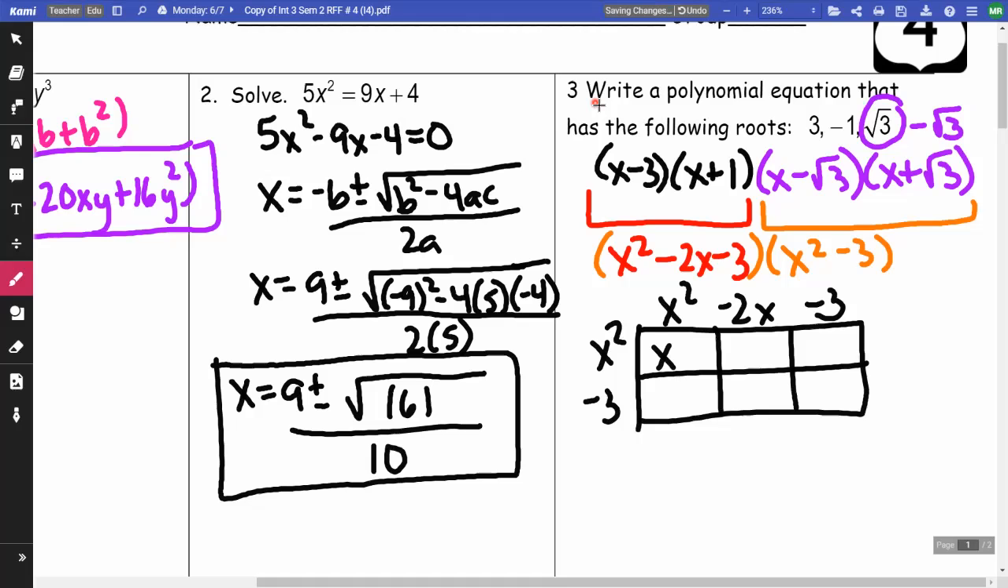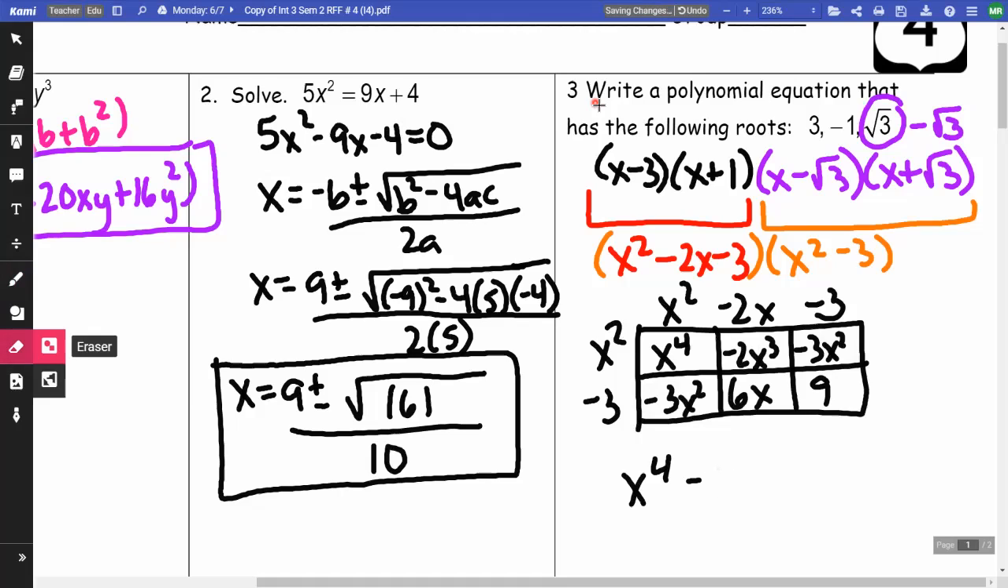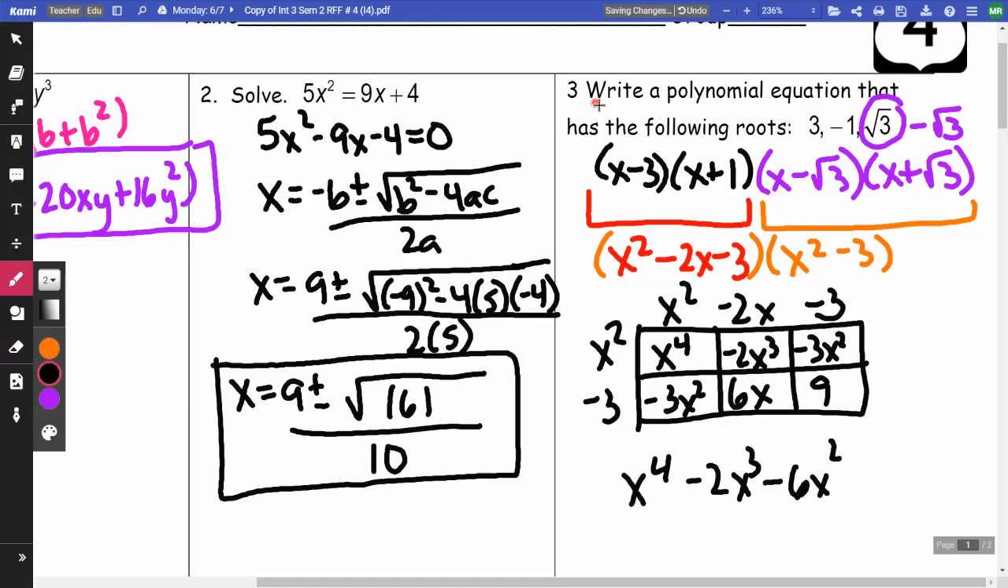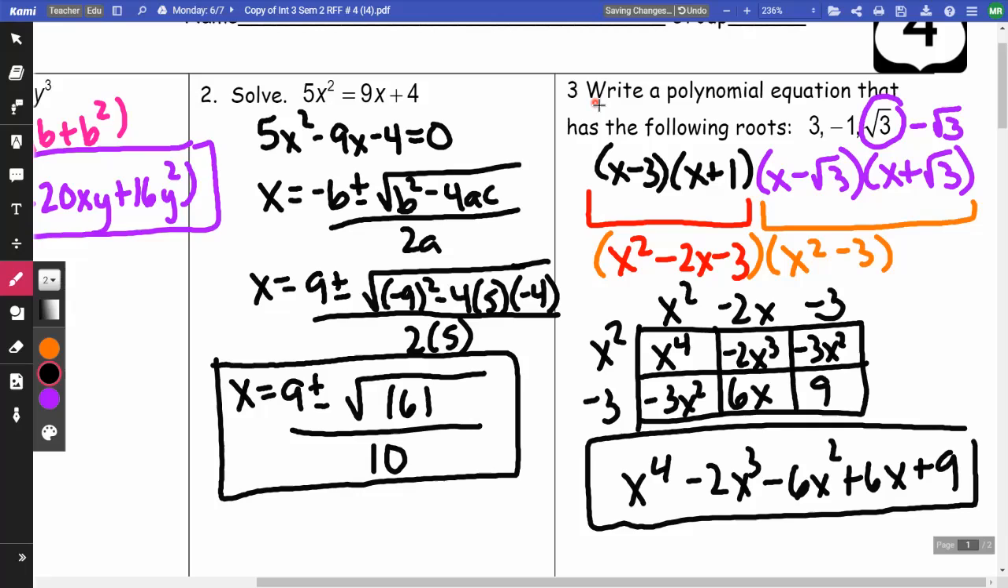So this is going to be x to the 4th minus 2x to the 3rd minus 3x squared minus 3x squared, plus 6x, plus 9. So I'm going to get x to the fourth minus 2x cubed minus 6x squared plus 6x plus 9. And that's our answer.